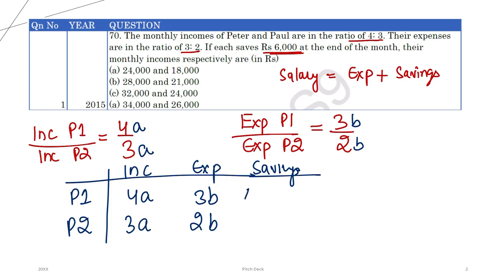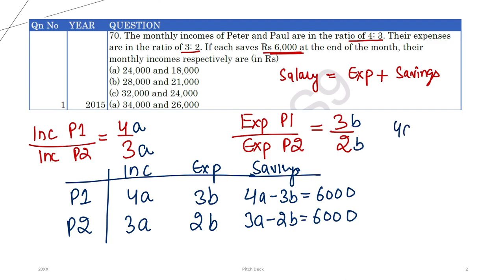and their savings is 6,000 at the end of each month, that is income minus expenses is 6,000, and again income minus expenses is 6,000. I hope this part is clear. 4A minus 3B is 6,000, 3A minus 2B is 6,000. So let's solve this. We can do one thing here, multiply this by 2, multiply this by 3.